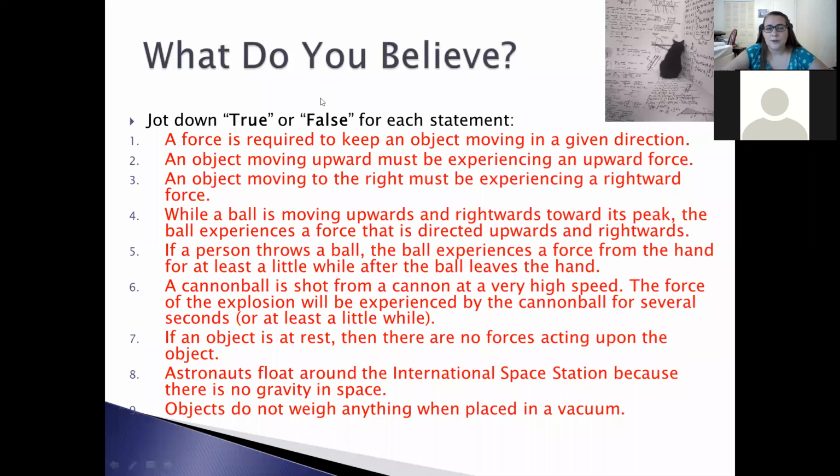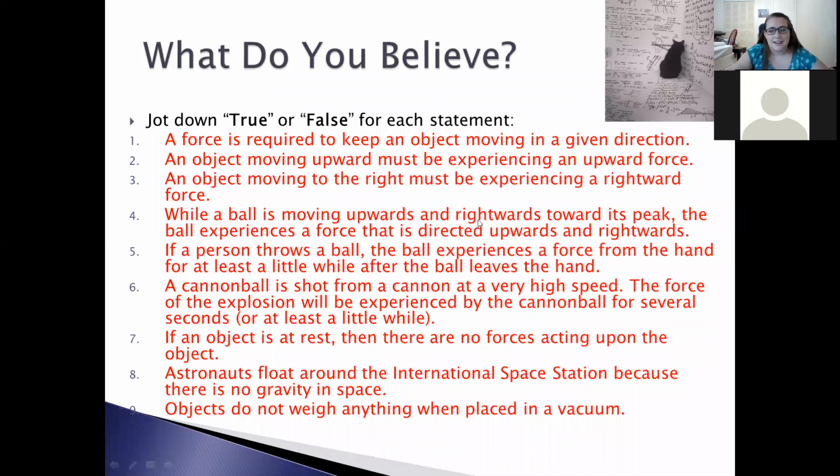Number 8: astronauts float around the International Space Station because there's no gravity in space. I actually hear a lot of people say that there's no gravity in space, which is just not true. There is gravity in space. You cannot go anywhere where there's no gravity. And that's a really, really good thing for us. If there were no gravity in space, then there would be nothing holding the Earth in orbit around the sun, nothing holding the moon in orbit around the Earth, and everything would just be flying around somewhat chaotically. And that doesn't happen. So there's definitely gravity in space. Everyone knows gravity disappears when you stop moving? Yeah. No.